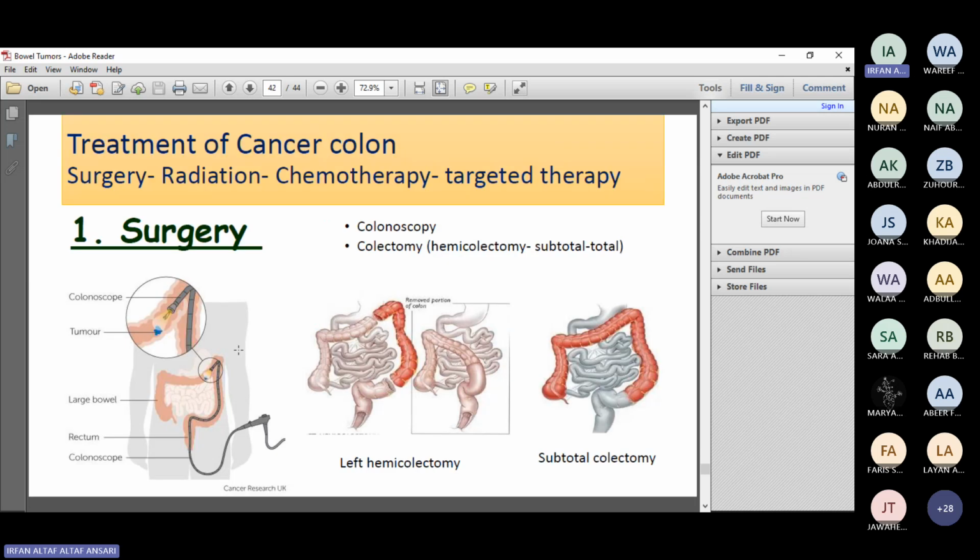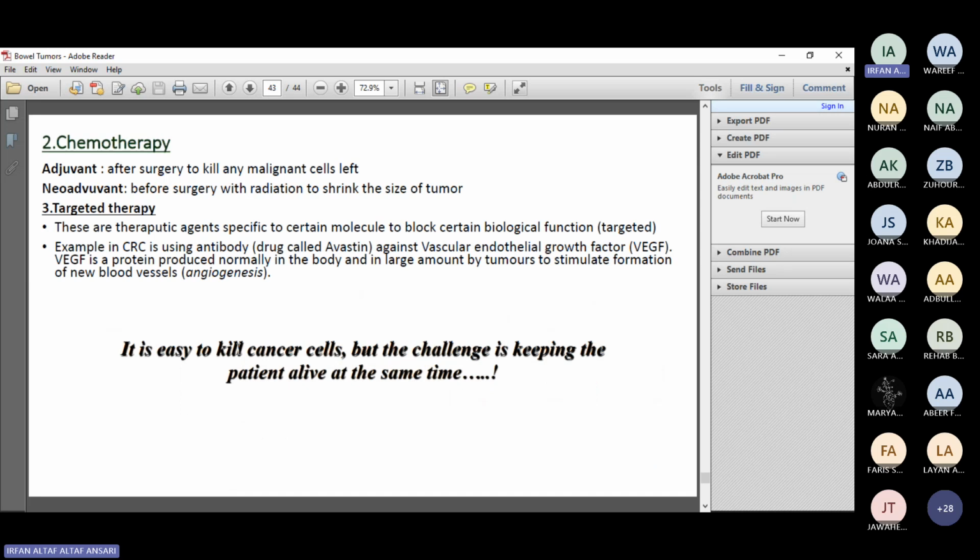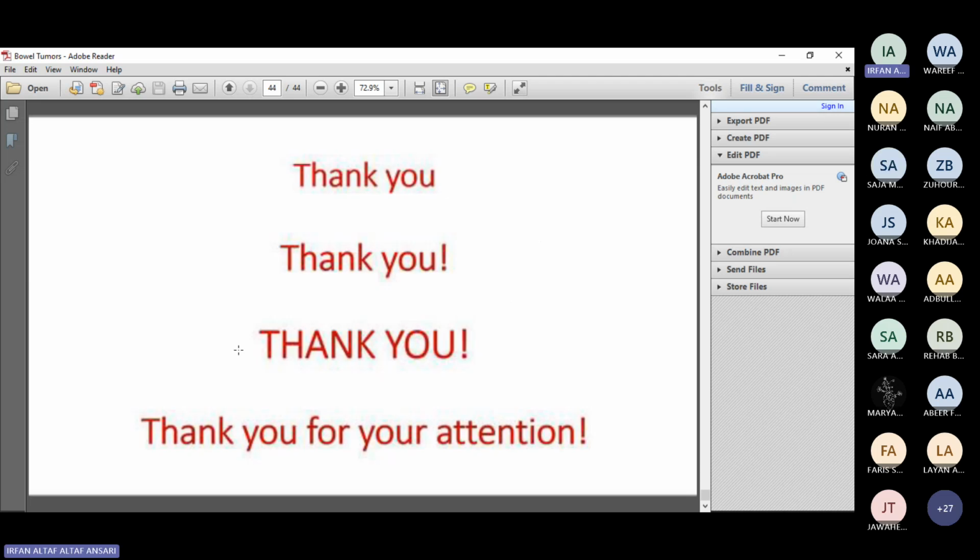Treatment, you can read from surgery. You must know what is colectomy, hemicolectomy, subtotal colectomy. And adjuvant chemotherapy, neoadjuvant, targeted chemotherapy. And this is where we finish our lecture.